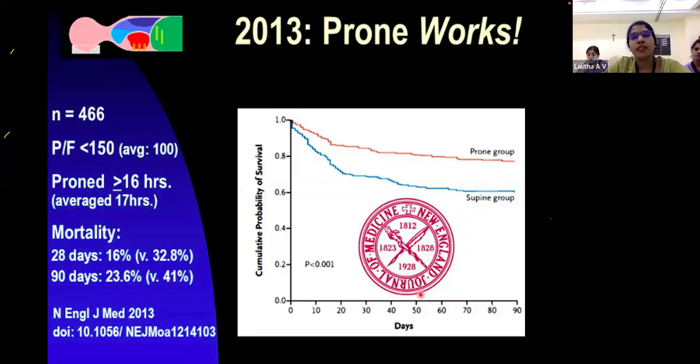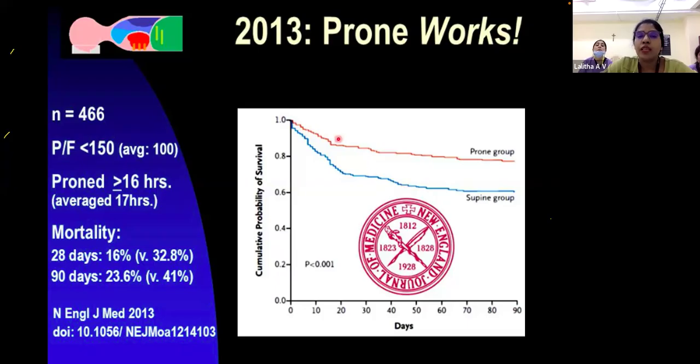So again, what about evidence? This is the literature on prone position, published in 2013. This was an adult study, an RCT. They included patients with a PF ratio less than 150 and randomized them into prone and supine groups. Prone was considered for more than 16 hours after these patients fulfilled the criteria of ARDS and were severely hypoxemic, that is PF less than 150, and they compared the mortality.